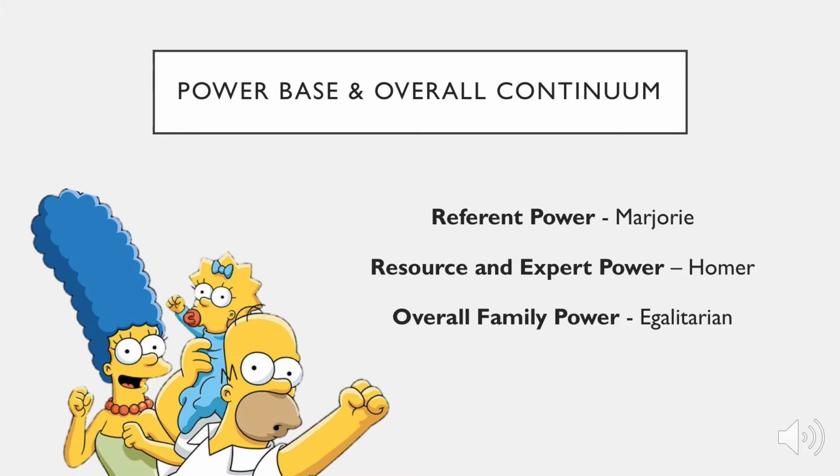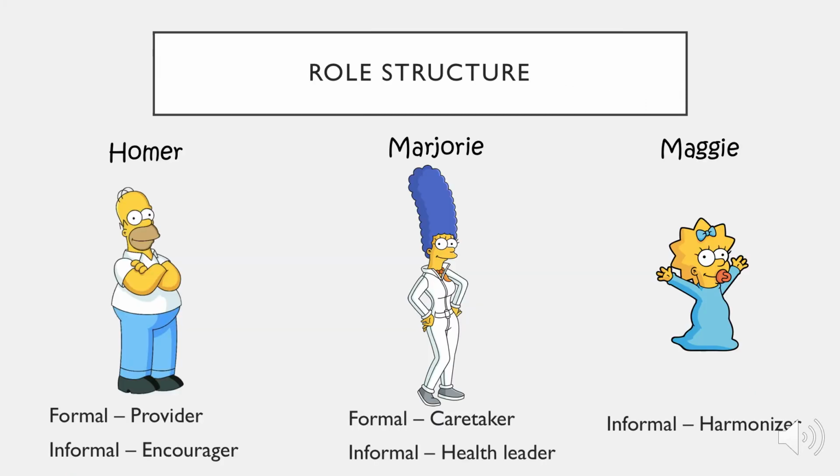This family also practices the autonomic form of egalitarianism, which occurs when members function independently. For example, Marjorie makes decisions for herself regarding school and childcare for Maggie without involving Homer sometimes. Homer fulfills the formal role of the provider. As discussed previously, he works full-time and provides food for the family by deer hunting.